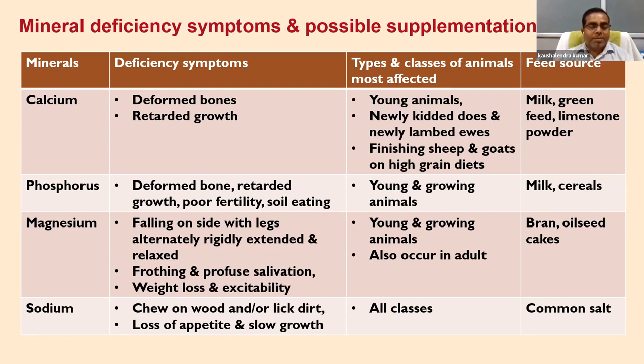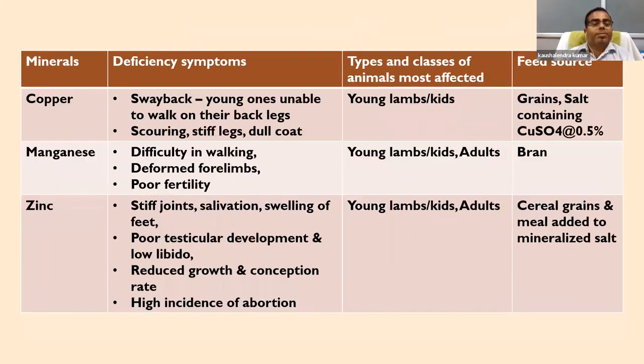Sodium deficiency causes chewing of wood, picking on the dirt, loss of appetite, and growth rate will be retarded. As we know that sodium is associated with the intracellular fluids, there may be a chance of dehydration under disturbance in the cellular fluid and osmolarity. So all classes of animals are affected with sodium deficiency, and common salt is a good source of sodium.